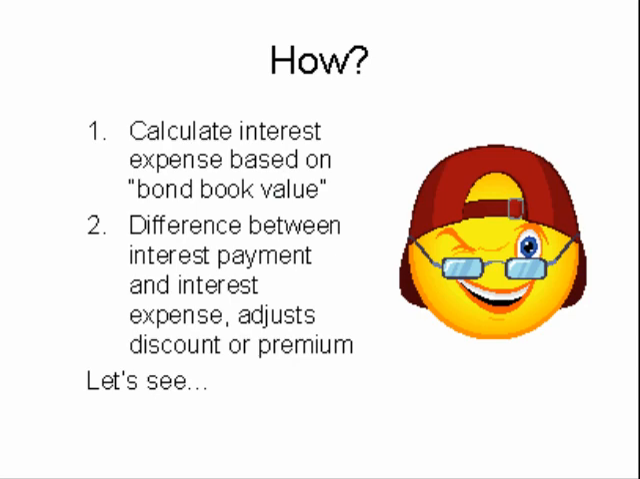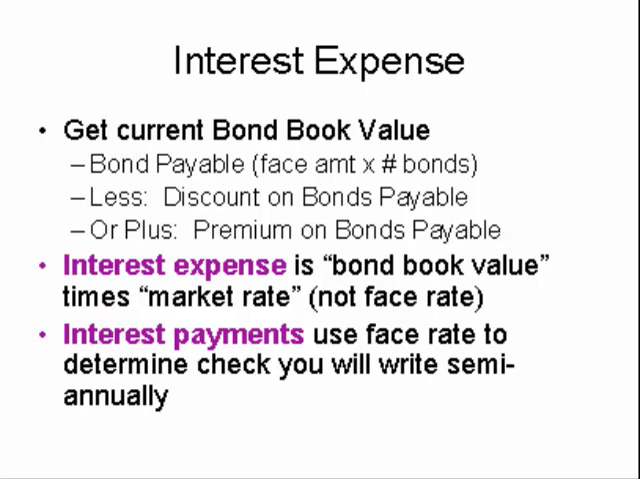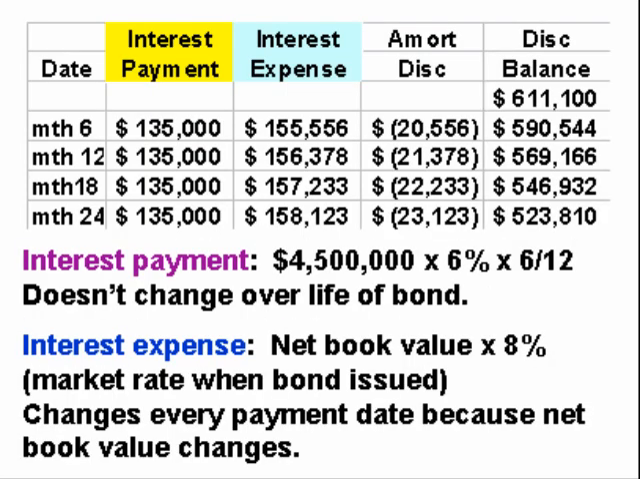All right, calculating interest expense. We have to go get the bond book value, and the bond book value is the $5,000 liability plus or minus any discount or premium that you got because the market rate had migrated on you. And then you use the market interest rate for expense.